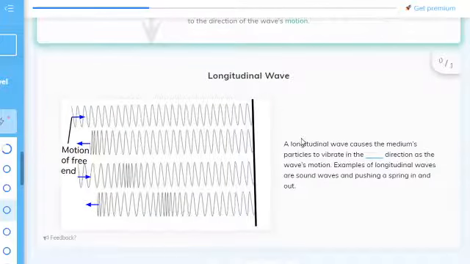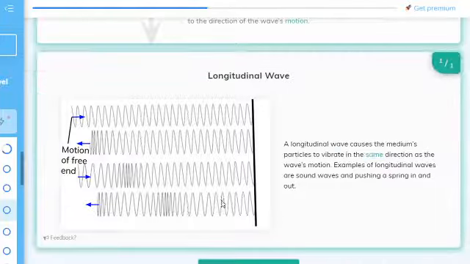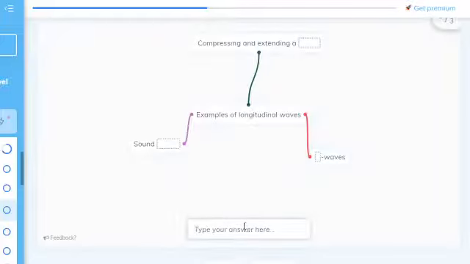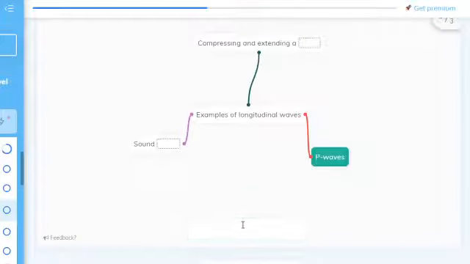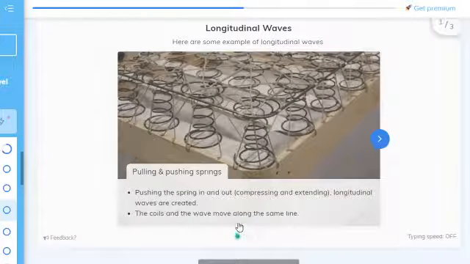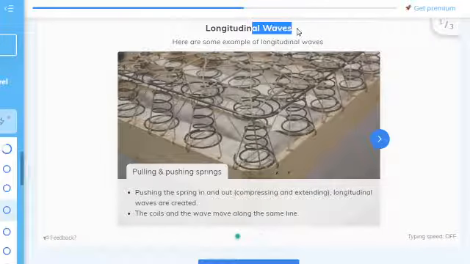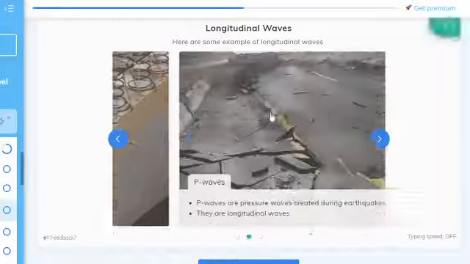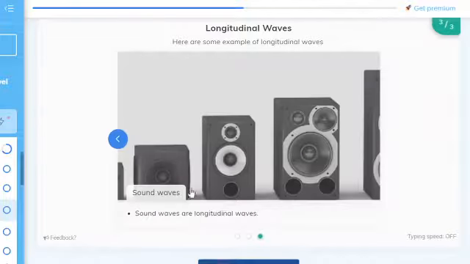A longitudinal wave causes the medium's particles to vibrate in the same direction. Examples of longitudinal waves are P waves, which are earthquake waves, compressing and expanding a spring, and sound waves. So, longitudinal waves, here are some examples: springs, P waves, and sound waves.